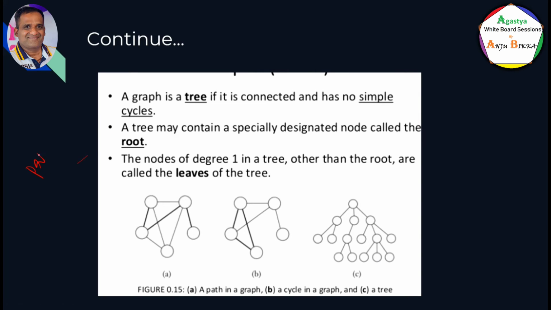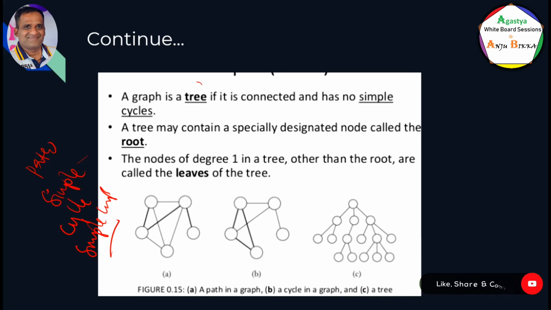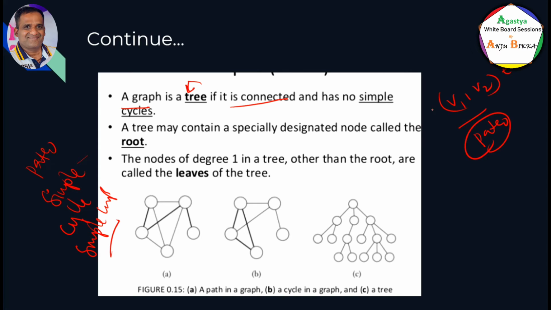We discussed what is a path, what is a simple path, and a cycle and a simple cycle. Now we are going to discuss a tree. We call a graph a tree if it is connected. What is the meaning of connected? For every two nodes that belong to the graph, there needs to be a path. Then the graph is connected.